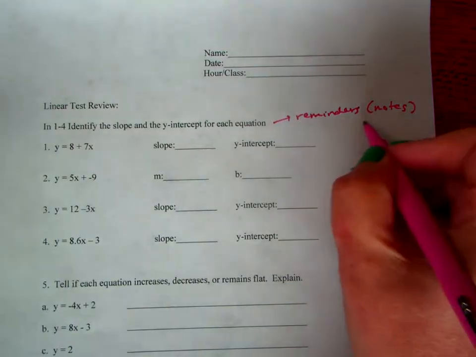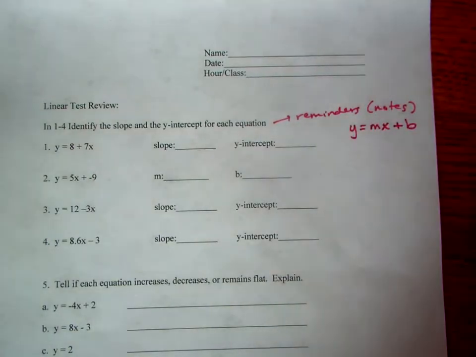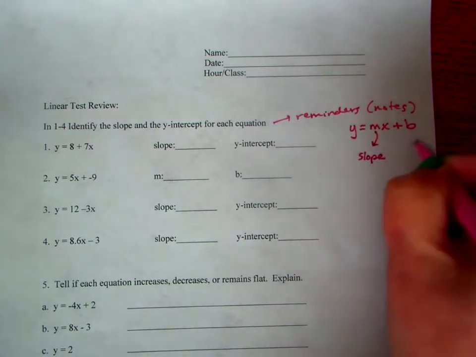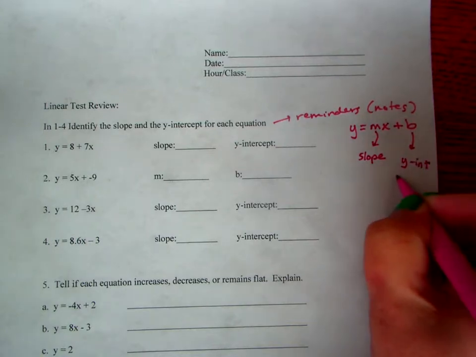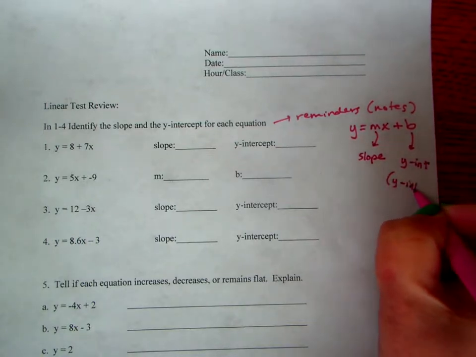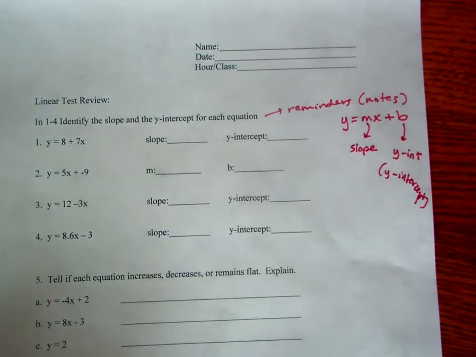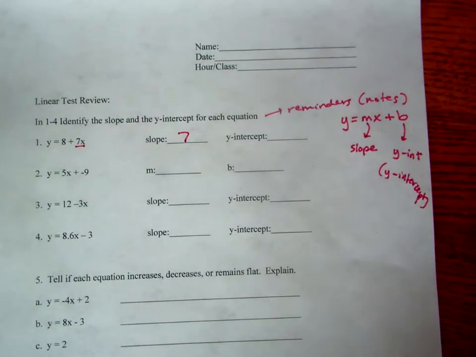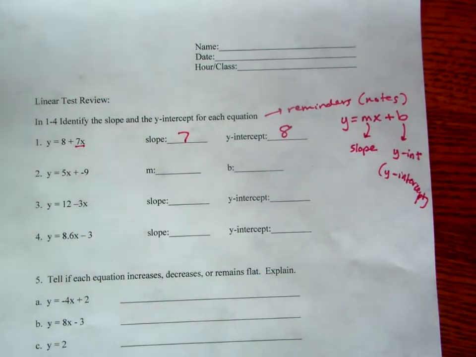But in general, just remember it looks like this, where it has the y equals mx plus b format, and the m is the slope, and the b is the y-intercept. Okay, so the number next to the x is the slope, so that is 7. And the number that's not next to the x is the y-intercept, so that's the 8.